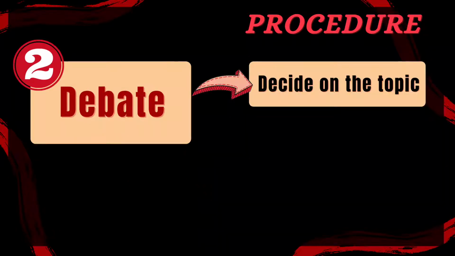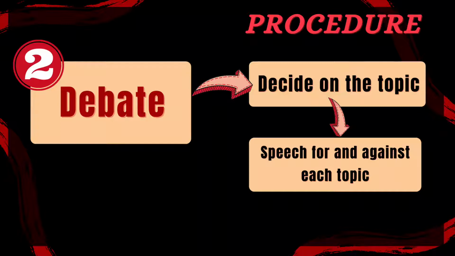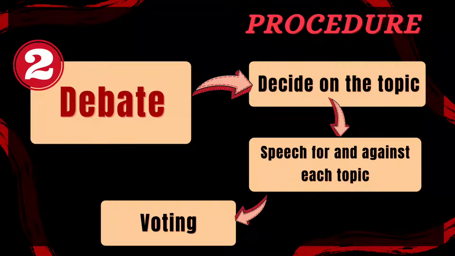This leads to the second part, which is the debate. If there are two topics available, the committee will decide which one should be discussed first. One representative will be chosen to speak for or against each of the two topics. So in total, there will be 4 delegates to speak. After all speeches are done, the topic to be discussed first will be determined by voting. The chair will ask for a delegate to motion it.